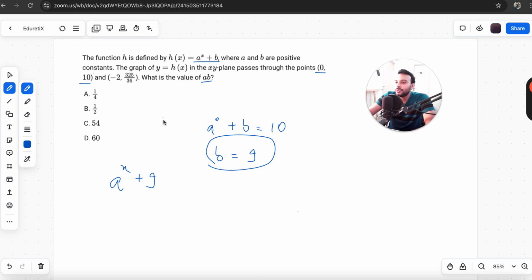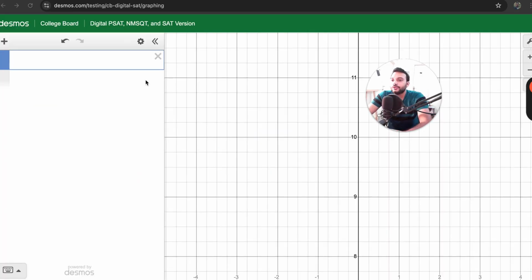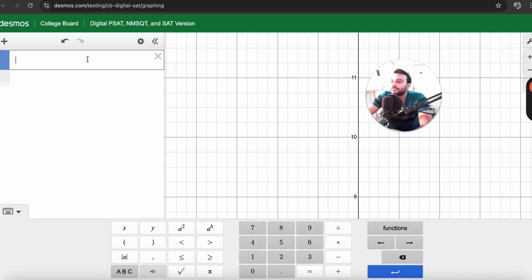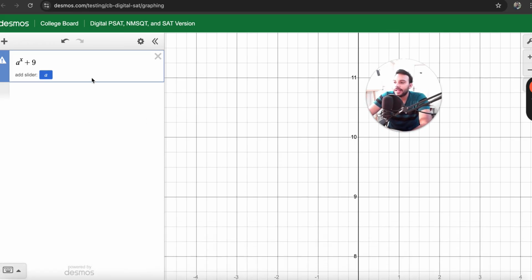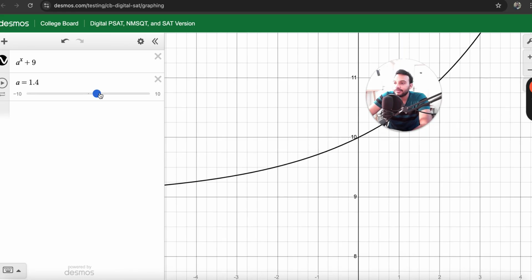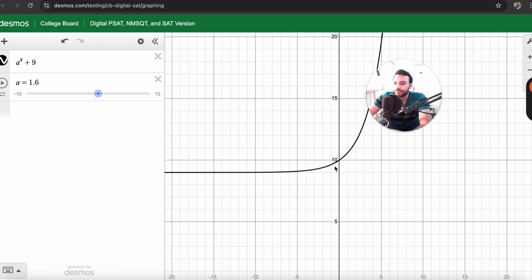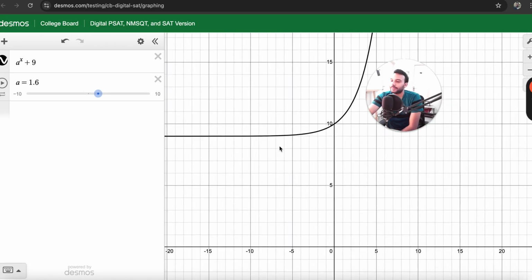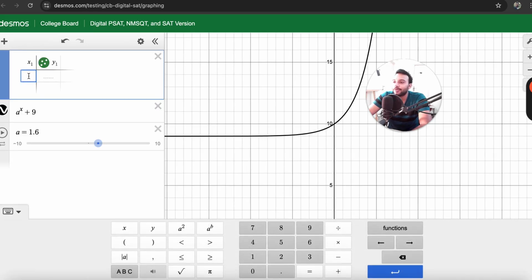Okay, so now let's head to Desmos to see what we can do about this. So we have a raised to the power x plus b, where b is equal to 9, that we figured out from the given points. So a raised to the power of x plus 9. You can keep this function first. Add a slider for a and give any random values. Okay, so now you have this. Now we're given 2 points which lie on this graph. Let's plot them here.